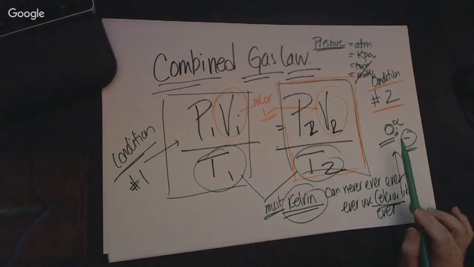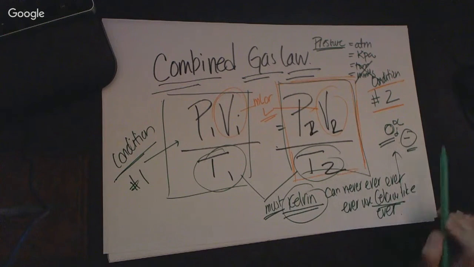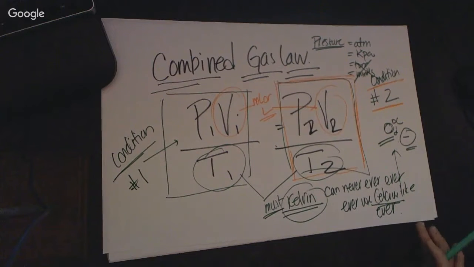because of the 0 right smack in the middle of the scale, or Fahrenheit. You're right, somebody just said you can't use Fahrenheit either, but you can't use Celsius because of the 0 right smack in the middle of the scale and the negative sign. So this is the idea with the combined gas law.